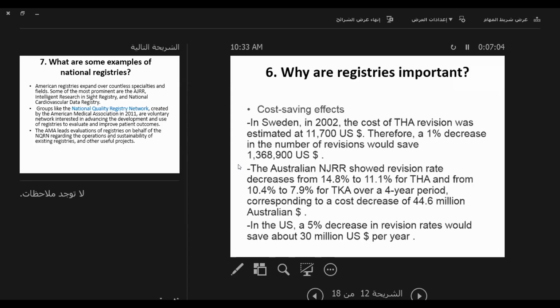As well as in the USA, 5% decrease in the revision rates would save about 30 million US dollar per year. So the information extracted from the registry can be useful for the financial purposes, for the cost effectiveness of each procedure that can be done in the country.